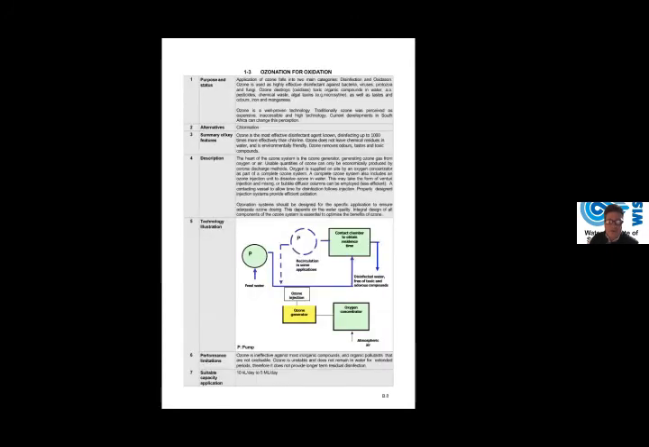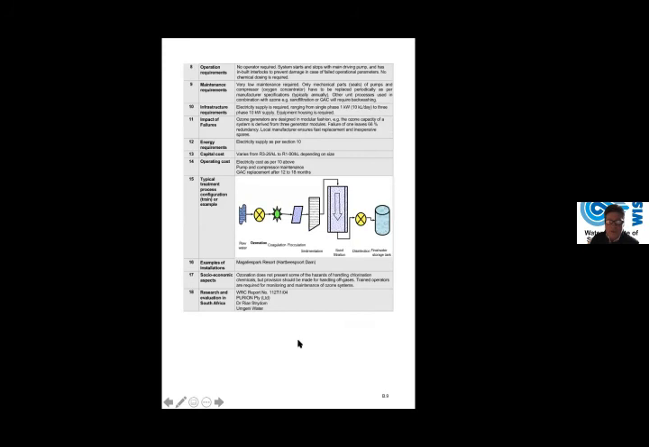I'll just briefly go through ozonation. You can see your ozone generator is your main item there that you need to install. But you get very simplified systems of those. So that works well.